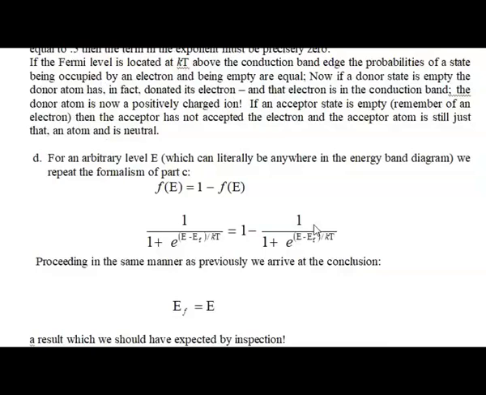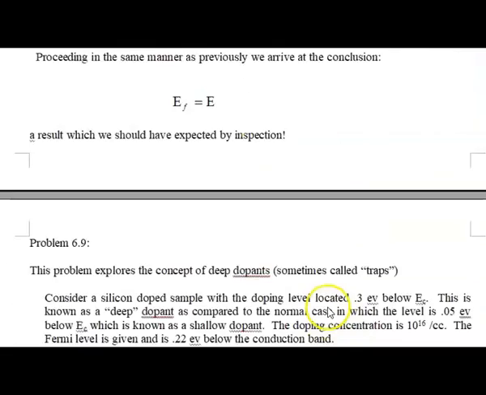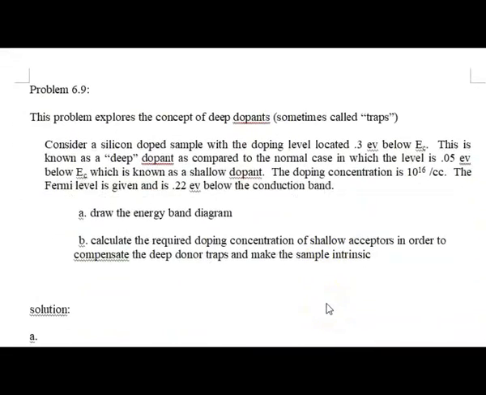For an arbitrary level E, we do exactly the same thing, and we proceed in exactly the same manner, and we find exactly the same result. This is a result that could have been, again, expected almost by inspection. So that's problem 6.7, I believe. Now we skip over to problem 6.9.